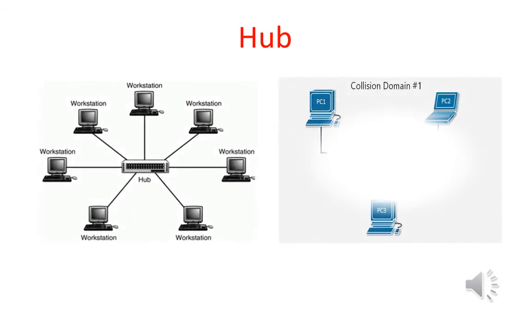The first figure shows the normal hub connection mechanism. The second figure tells about the collision domain. Hub has a single collision domain. It means there is a single point of entry and exit for all the signals.